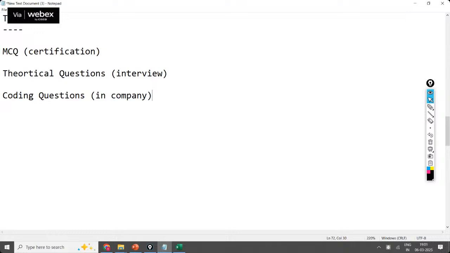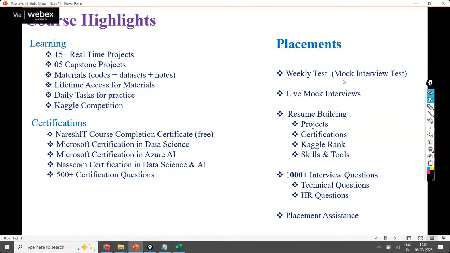Related to placements, I'm going to help you with resume building. Resume building means how to prepare your resume. There will be a separate, exclusive session for resume building: how you have to place the experience, how you have to place your skills, projects, all these things.